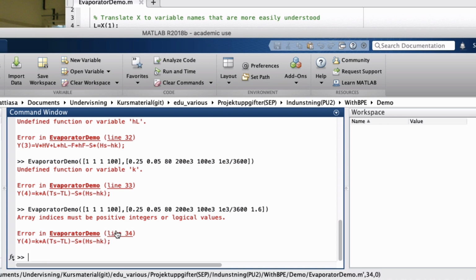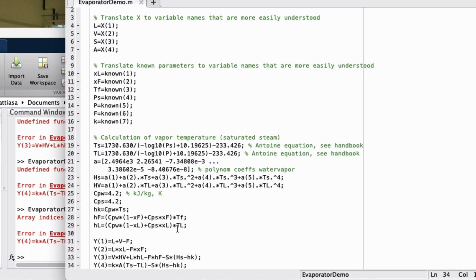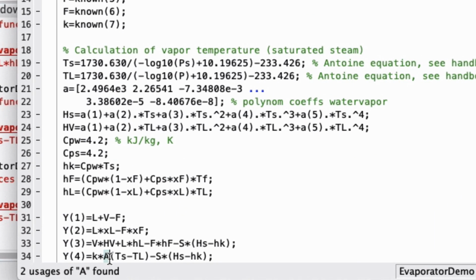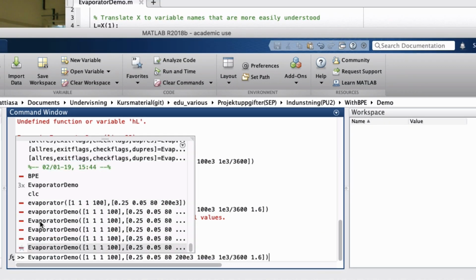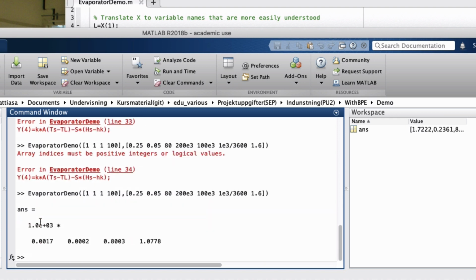Error: indices must be positive integers or logical. You see what I did there? I forgot the multiply sign. Multiply character. Like that. Okay, so with these guesses, I got an answer here, and those answers, those are my residuals.